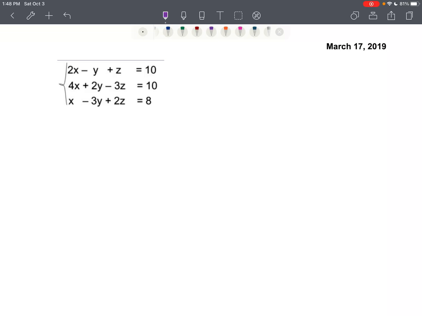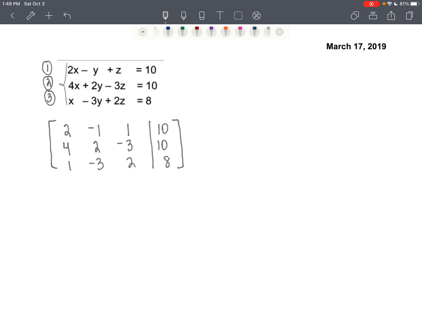Okay, a system of 3 variables is a little bit tougher, but doable. We've got 3 equations. We're going to create an augmented matrix with 3 rows. 2, -1, 1, 10. That's our first equation. 4, 2, -3, 10. And 1, -3, 2, 8. Our first goal is to get this position to be a 1.